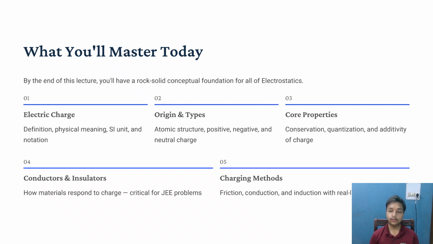Moving on, what will you master today? By the end of this lecture, you will have a rock solid foundation of all the concepts of electrostatics. You'll learn the definition of electric charge, the physical meaning of electric charge, the SI unit and the notations. You'll get to know the origin and types, that is the atomic structure, the positive, negative and neutral charges. We'll discuss the conservation, quantization and additivity of charges. Moving on, we'll get to know how different materials respond to charges, which is critical for the problems of JEE Mains and JEE Advanced. And then we'll get to know about the charging methods, friction, conduction, and induction with real life examples.